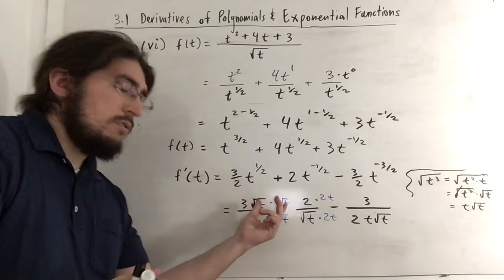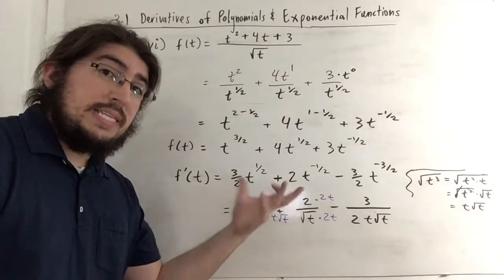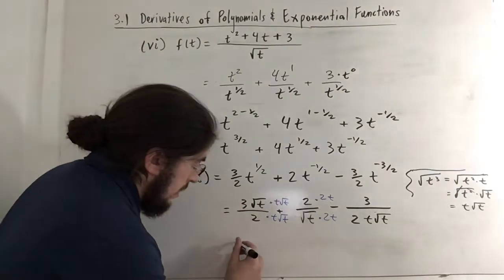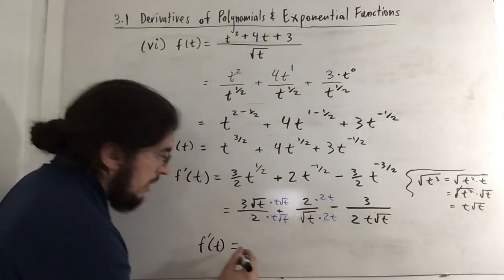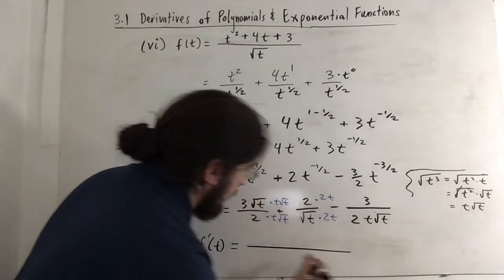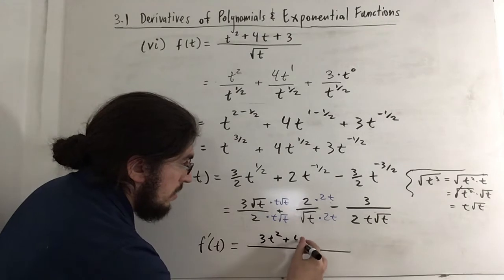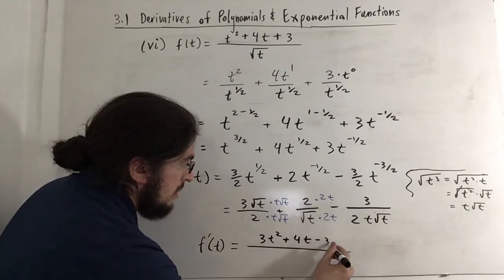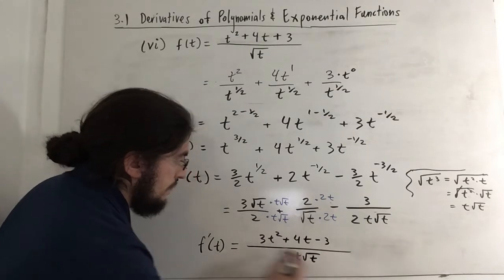Also notice, radical t times radical t is just t. Since we already have a t on the outside, it's going to be t times t, which is t squared. So altogether, finally, we'll have f prime of t is equal to (3t squared plus 4t minus 3) all over 2t radical t.